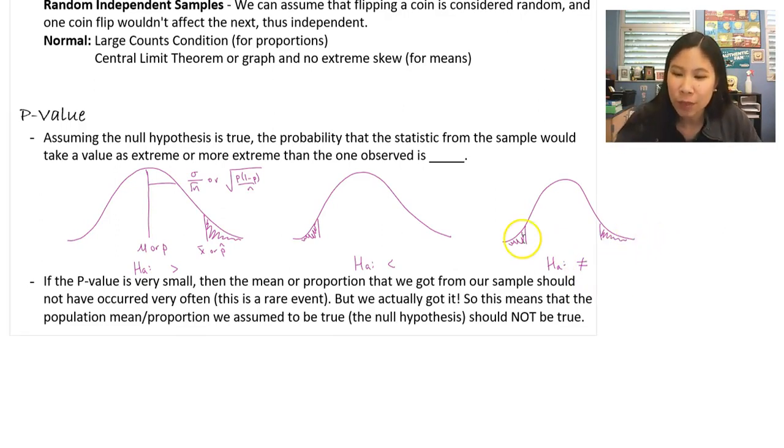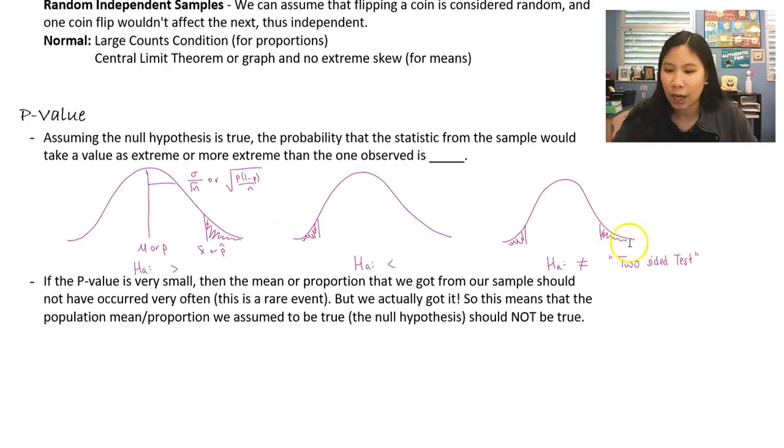So sometimes you'll see this written as a two-sided test, because when we're calculating the probabilities, we are calculating both sides of it rather than shading just the right or just the left. So anytime it does not equal, you're going to be using both those sides' probabilities there. And again, it's called a two-sided test.